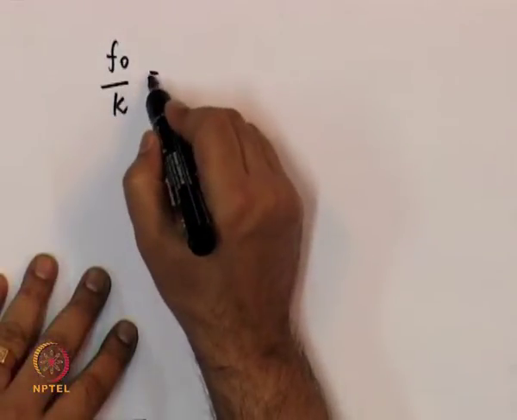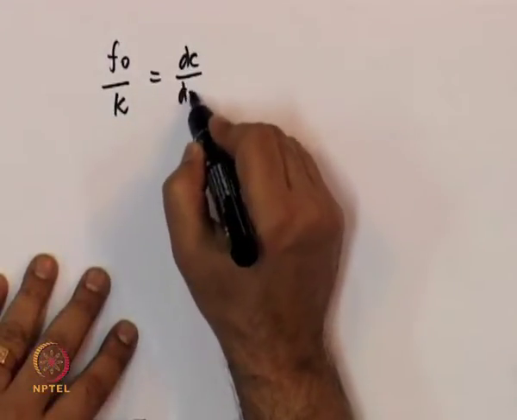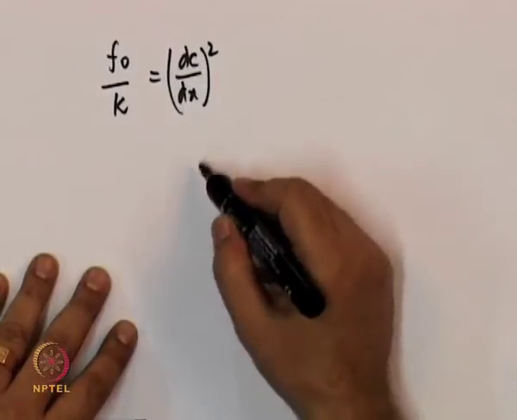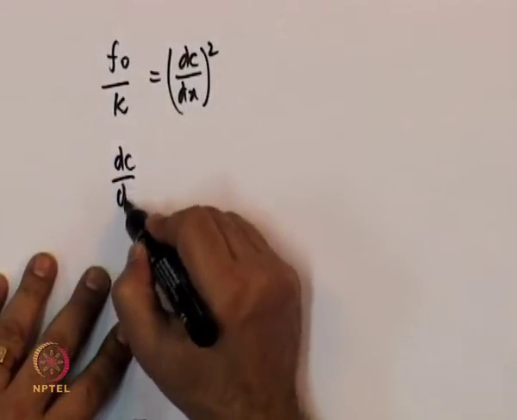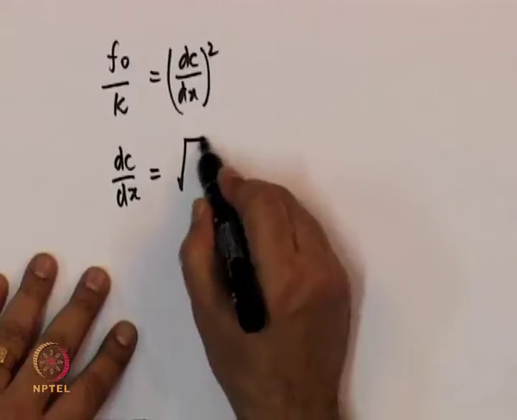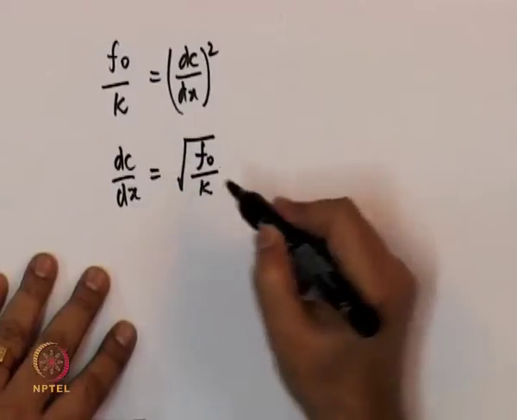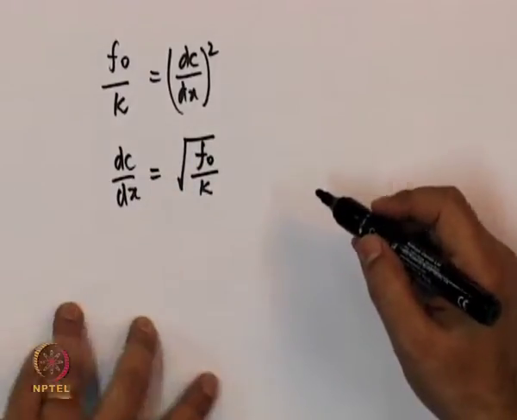So, we derived this earlier, saying that F0 by kappa is (dC by dx) whole squared, which means dC by dx is equal to the square root of F0 by kappa, right.